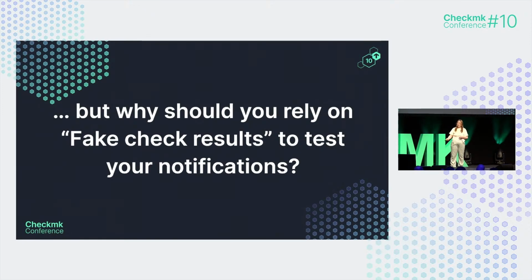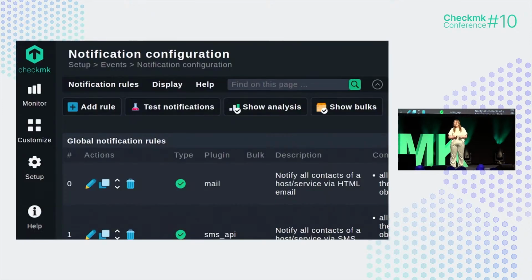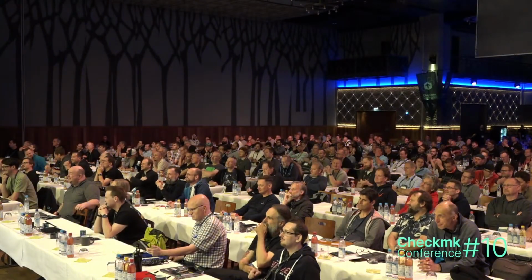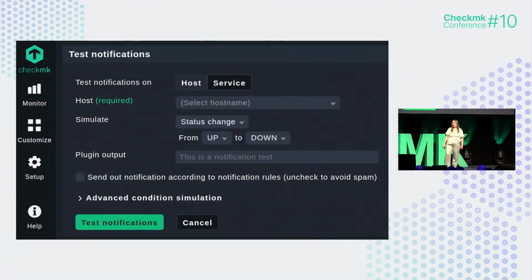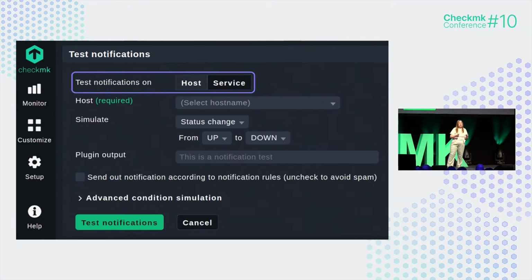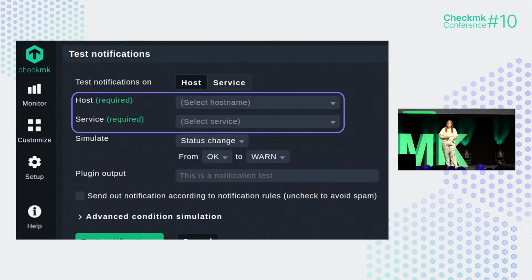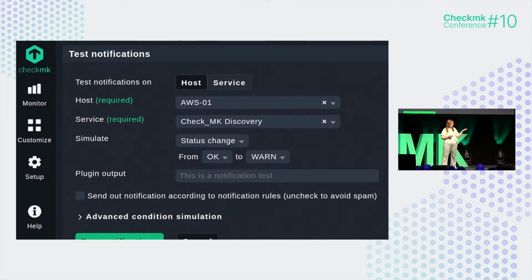And this is what we came up with. A new button in the notification configuration called Test Notifications. Yay! This button opens up a dialog similar to the commands dialogs and lets you simulate events to test notifications for specific hosts and services. First, you decide if you want to test on a host or a service. If you switch to service, you can select a host and then a service from that host, like this.